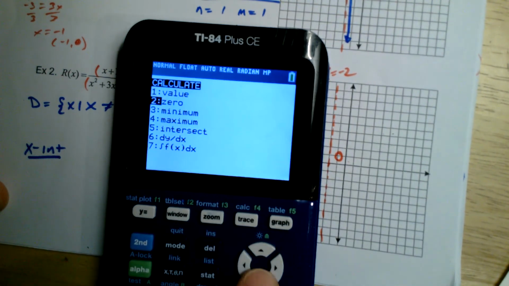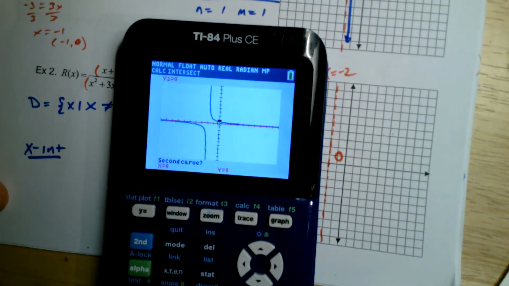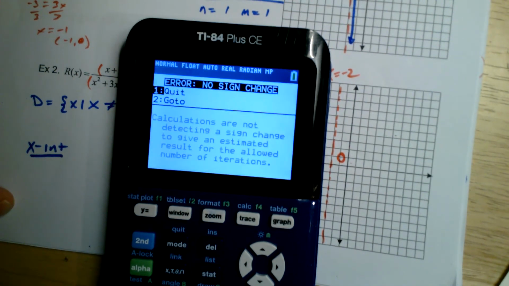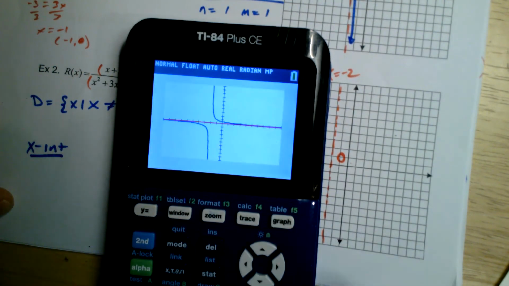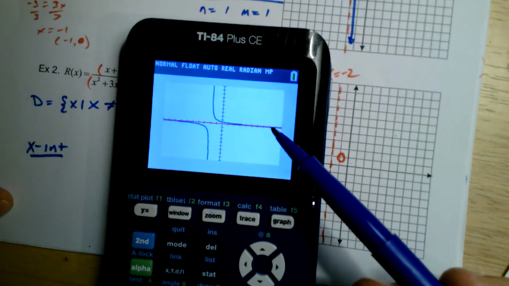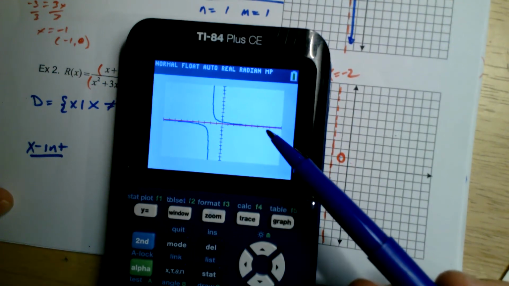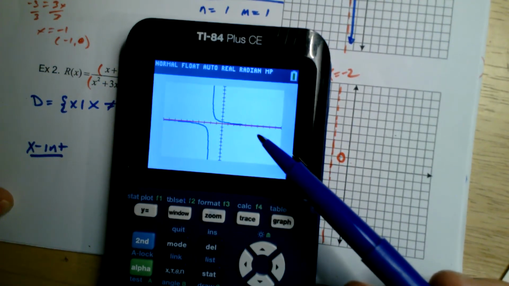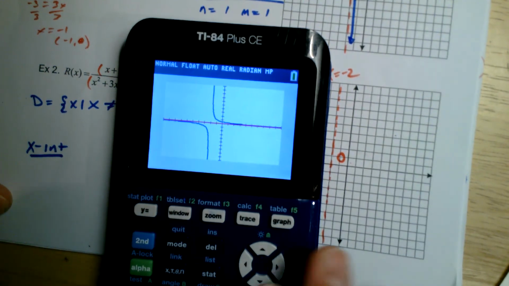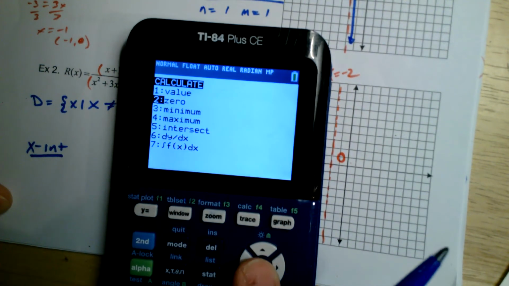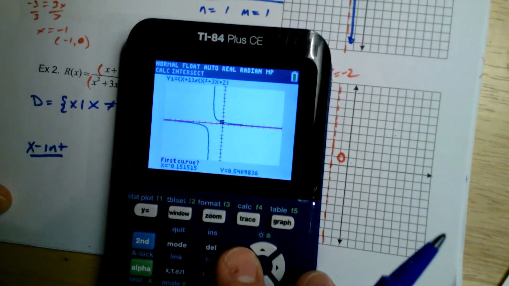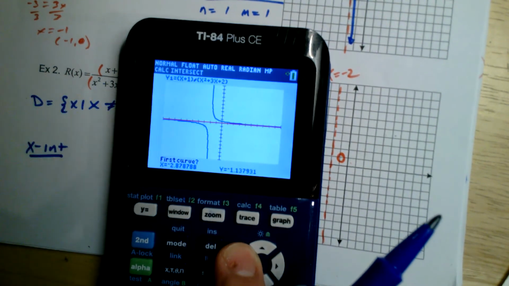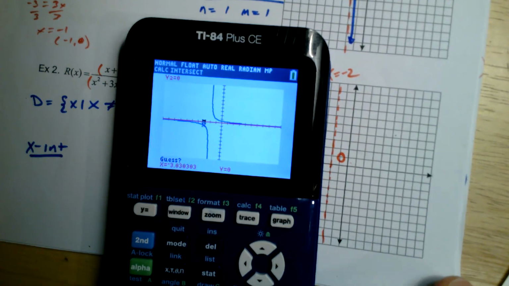But when I do second trace, intersect, first curve enter, second curve enter, guess, I get nothing. Right? I get nothing here. It does not touch the x-axis. I get an error message. I could even try it again, second trace, intersect, and try to move it over to the other side. First curve enter, second curve enter, guess. And I get nothing.